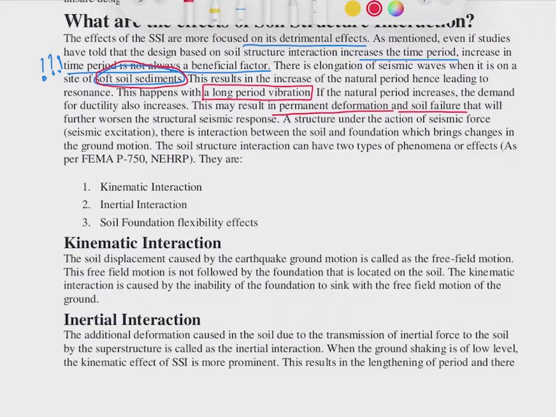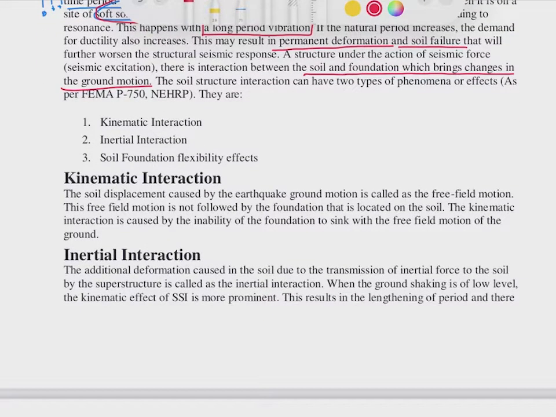The structure under the action of seismic force, there is interaction between the soil and foundation which brings changes in the ground motion. So here we are considering a few phenomena which come under the effects of SSI. First is the kinematic interaction, second is inertial interaction, third is the soil foundation flexibility effects. Let us take the first one.